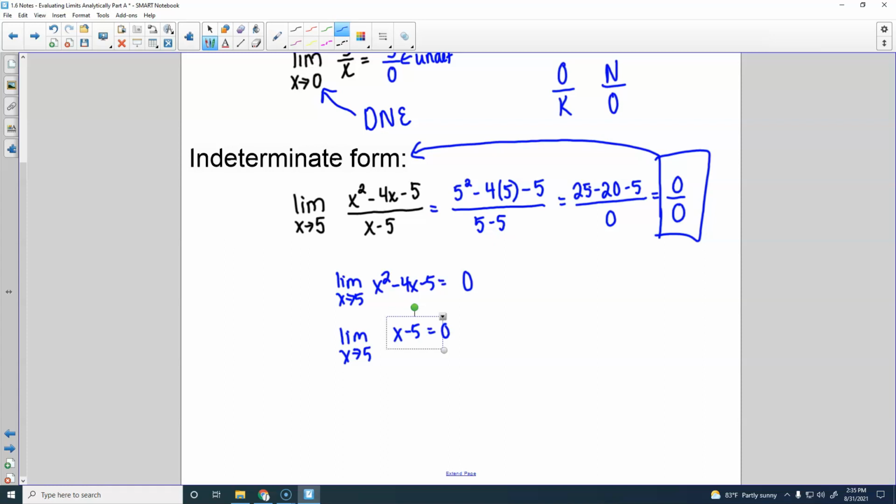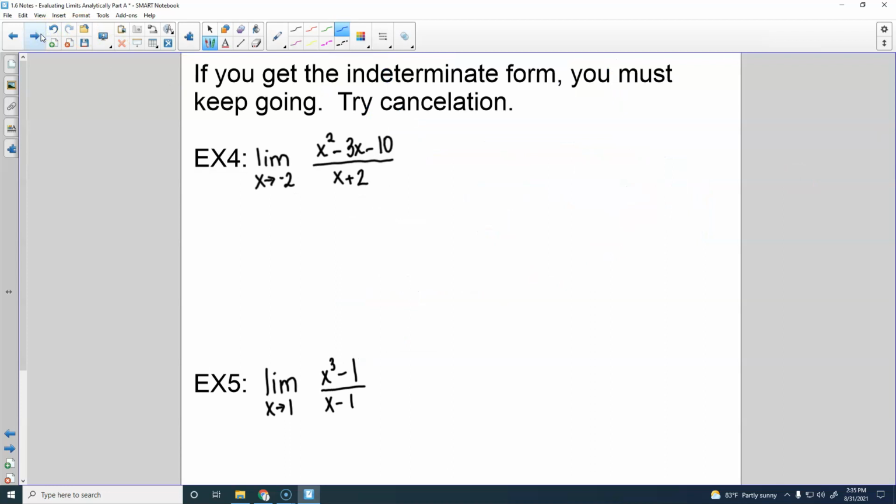But where the notation really gets important is on L'Hopital's rule, which is still a long ways away, and I will explain it in much further detail there. Because what we're going to see is we're not really going to do this a lot. We're just going to check it sort of in our head, and then we're going to have to do something else. So if we get the indeterminate form, you've got to keep going. There's something else that you can do to figure out what the limit is. So the first thing we're going to look at is cancellation.